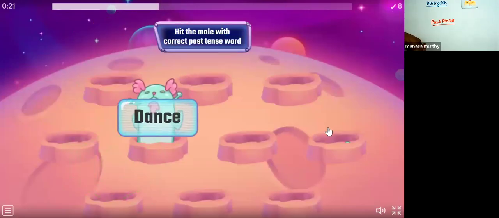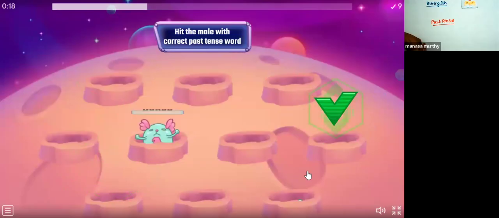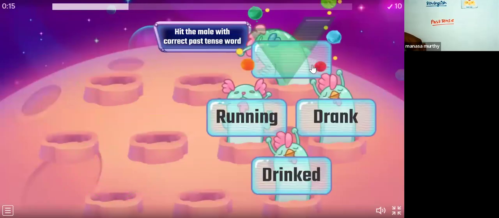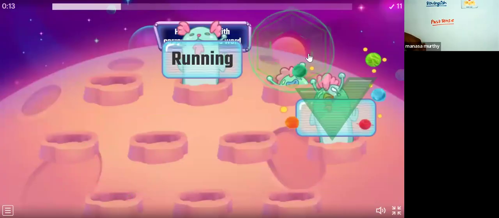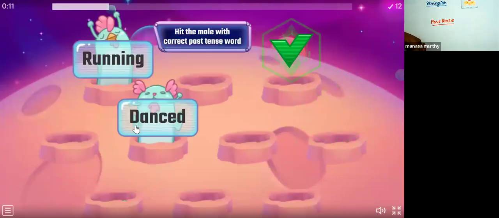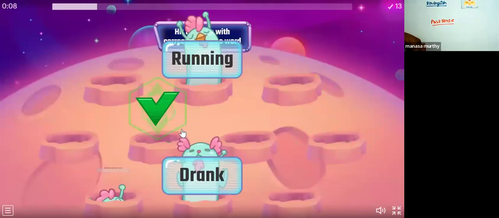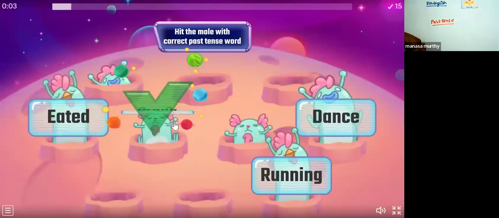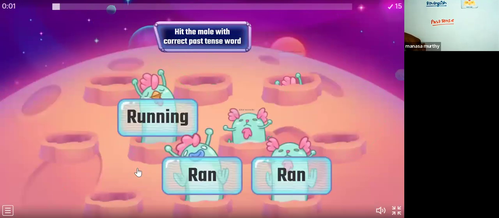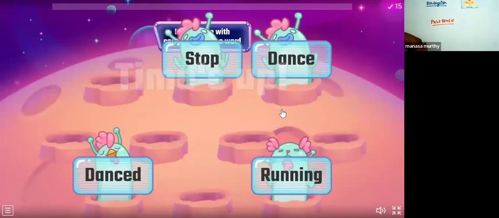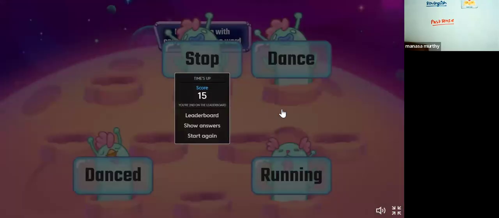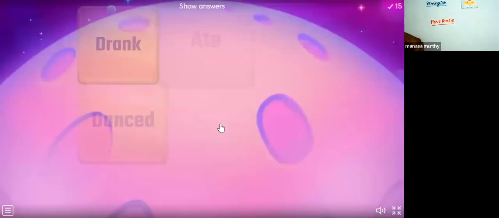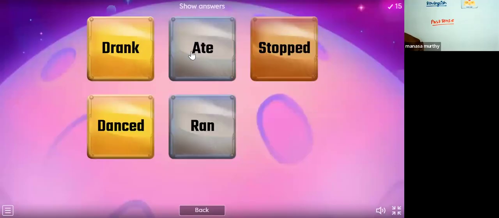Identifying too quickly. Ran. Drink is wrong. Running. No. Ate is the only word. Drank again. Danced. Run. No. We just use ran. Time's up, and almost all the words that you chose in past tense were correct. Drank, danced, ate, stopped. All these were the verbs in simple past.